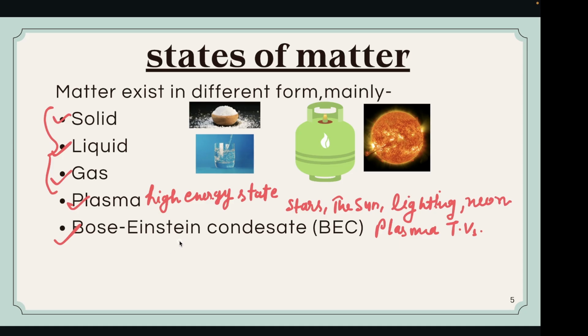BEC, Bose-Einstein condensate. It is a very low energy state of matter. It happens when particles are cooled near absolute zero. The particles come together and behave like a single particle. It is only seen in labs using atoms like rubidium at supercool temperatures.